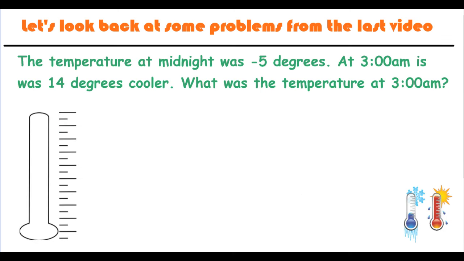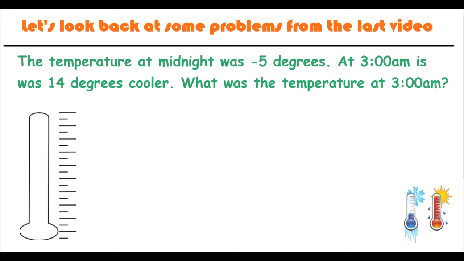So let's look back at one of the problems from the last video with adding. It should be familiar. The temperature at midnight is -5 degrees. If at 3 a.m. it's 14 degrees cooler, what was the temperature at 3 a.m.? So go ahead and pause the video. Work through this again, either as an addition or writing it as a subtraction.